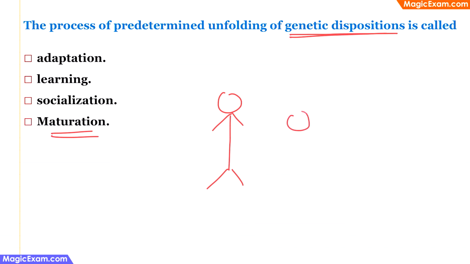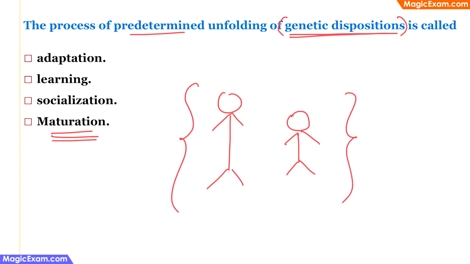If a child is from a relatively short family where the parents or the grandparents are quite short, then the probability or the chances are that the child also will be short. And when do you get to know that the child has reached his or her maximum height? When the child has reached maturity. Therefore, the process of predetermined unfolding of genetic dispositions. Genetic disposition can be the probability that the child will be tall or the child will be short. So when do you get to see this? When the child has reached maturity or maturation. Therefore, the correct answer is maturation.